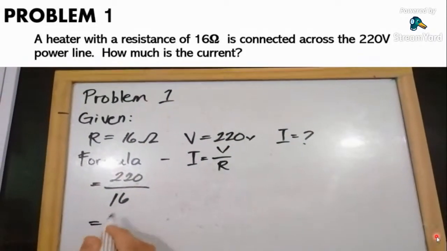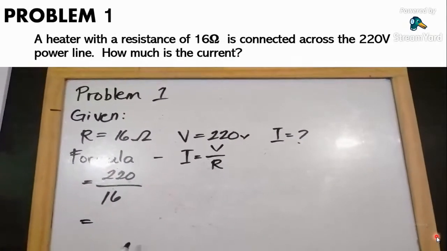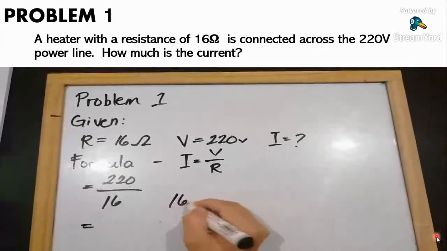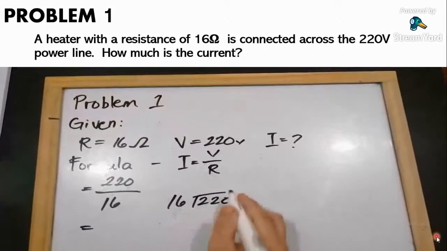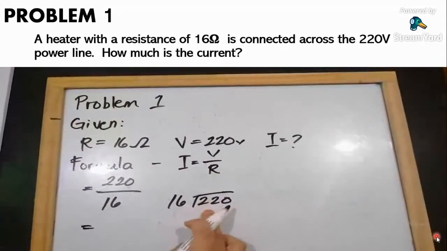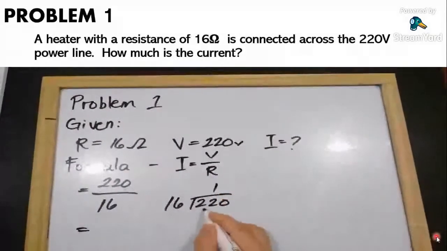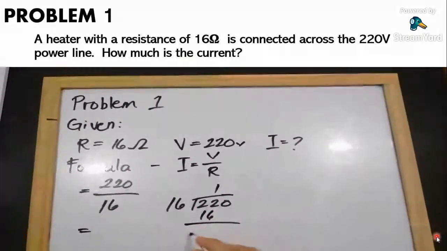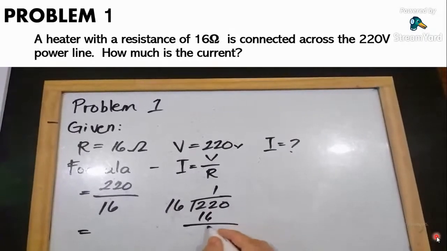Now, ilang 16 meron sa 220? If you are going to do the long method, so you have 16, then divided by 220. So, 22 divided by 16, you have 1, and then 16. 22 minus 16, you have 6, then bring down the 0, you have 60.